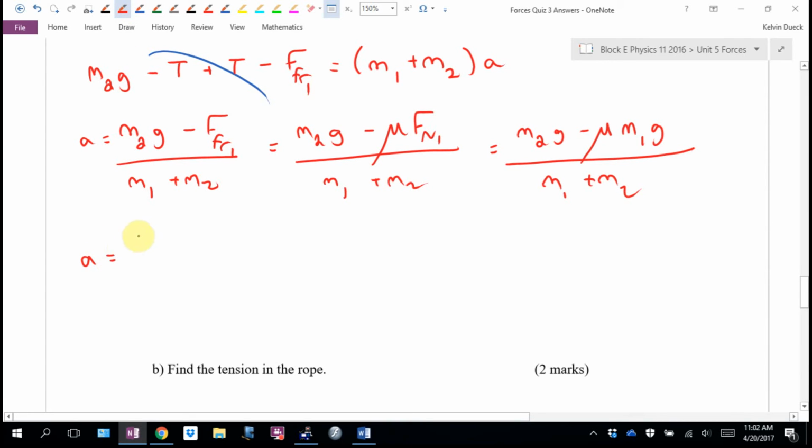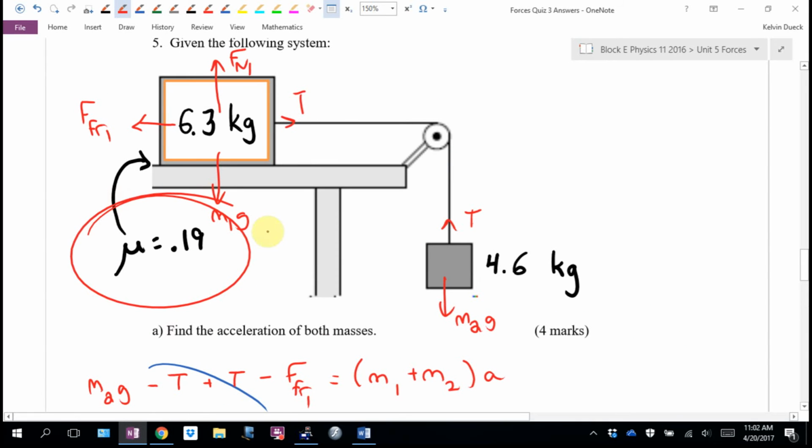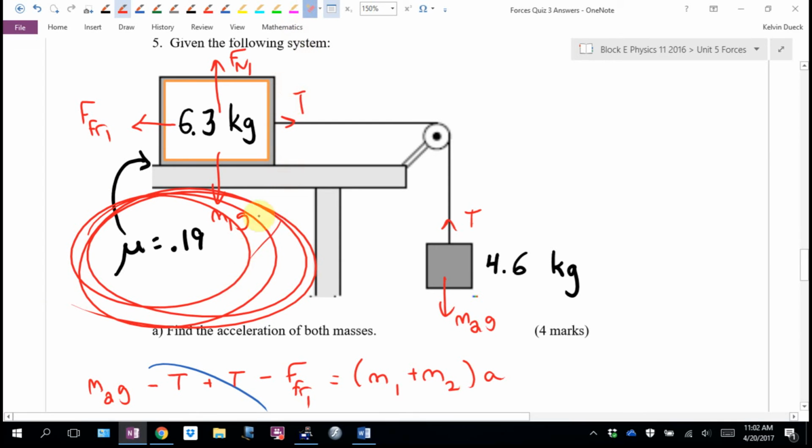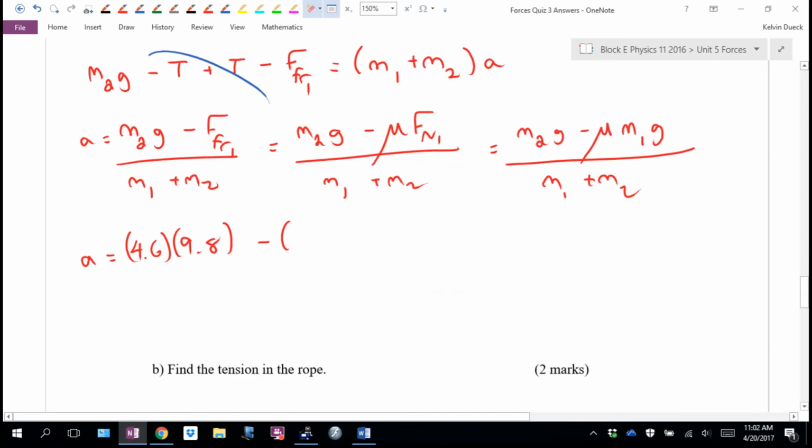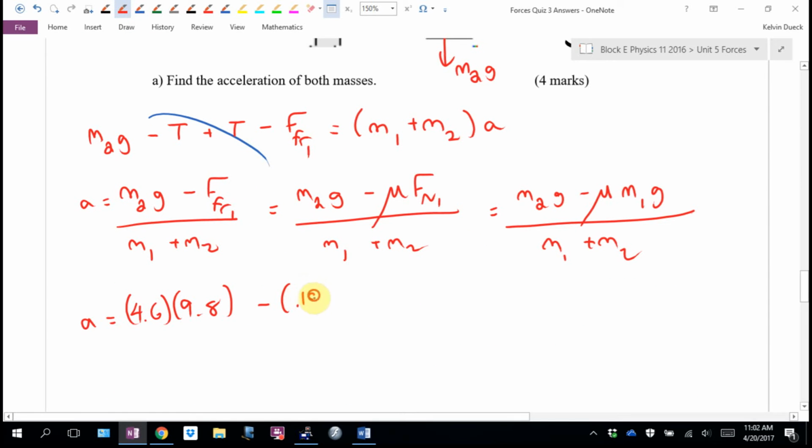Natasha, I've scrolled down. How big was M2? 4.6. G I know is 9.8 minus, hey Natasha, what's mu? I don't know, what's mu with you? What was it? Point? No, no, mu. It's in the picture somewhere, I hope. Right? Yeah, so easy that it was tough. I know. Those are out there too. 0.19, yeah? 0.19. Oh, I've scrolled down.